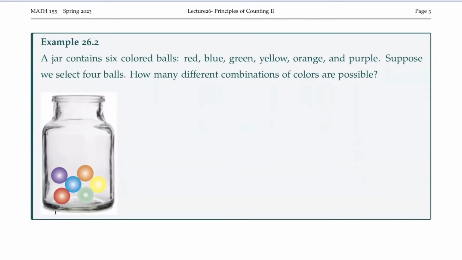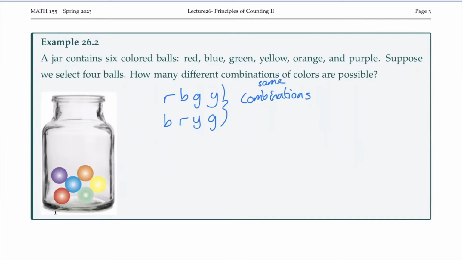So for example, if I take red, blue, green, yellow, that is a permutation. Likewise, if I take blue, red, yellow, green, that is a different permutation, but these are the same thing when we think about combinations. So different permutations, but the same combination.